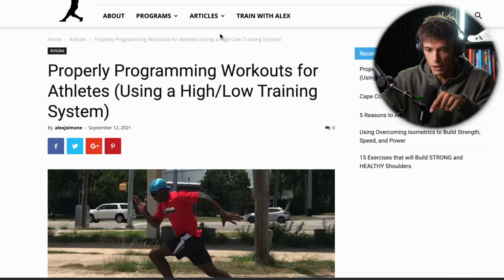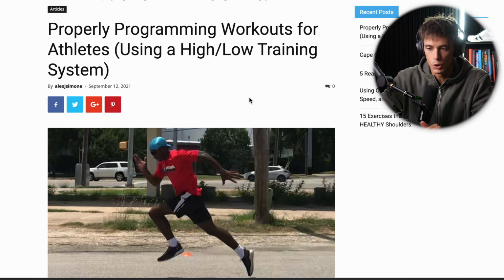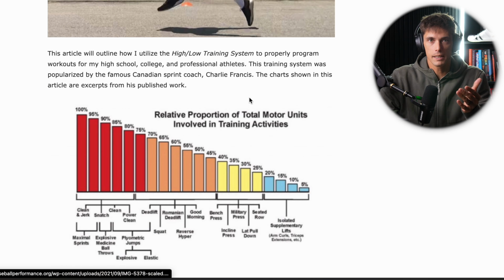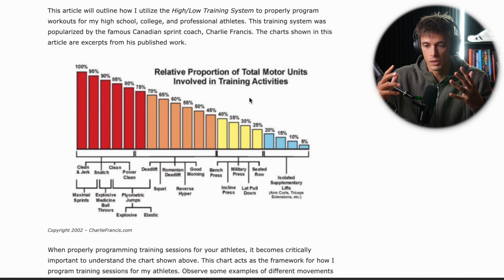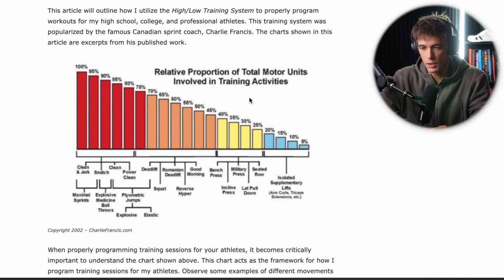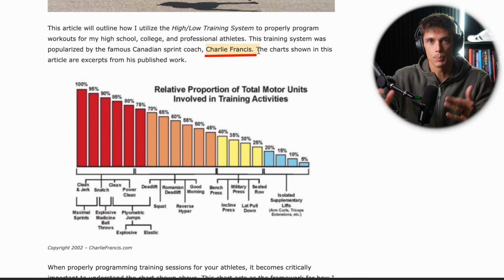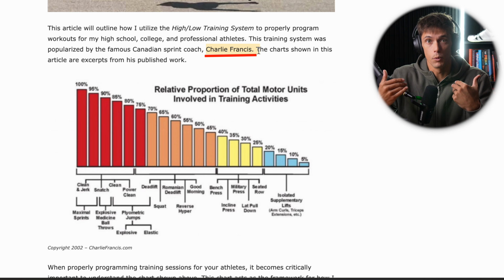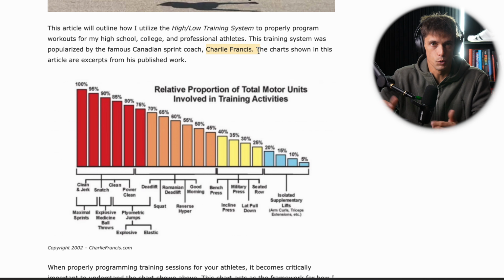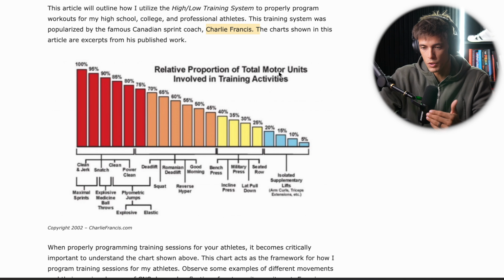Okay, so looking here, properly programming workouts for athletes using the high-low training system. I like this training system. I like this model because, one, it was highly popularized probably over 20 years ago by Charlie Francis. You'll see here, he's a famous sprint coach, one of the best sprint coaches out there, and he's very smart. He's researched and published many articles, and a lot of people in my profession at high levels have used his work. So, relative proportion of total motor units involved in training activity.